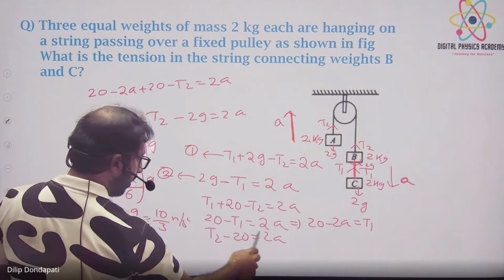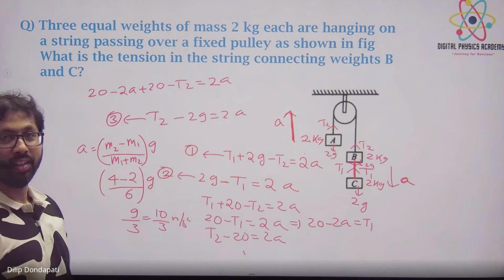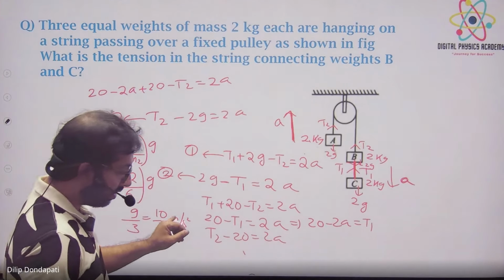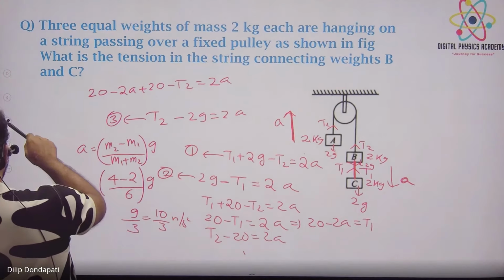T2 is 2a plus 20, right? Sir, we're getting the correct answer. What was wrong? How did I get the correct answer then? No, I used the same answer. g by 3 is the correct acceleration. Sir, see. First you wrote T2 minus 2g is equal to 2a. And you wrote T1 plus 2g minus T2 is also equal to 2a. I equated both of them. So I got 2T2 plus T1 minus 4g is equal to 4a.